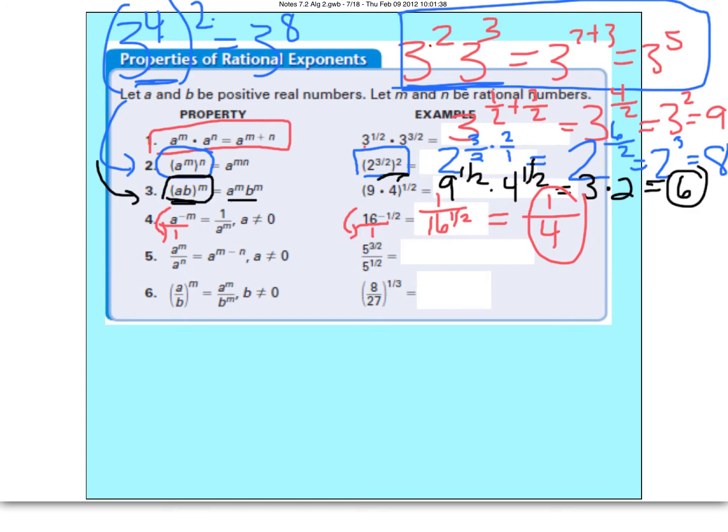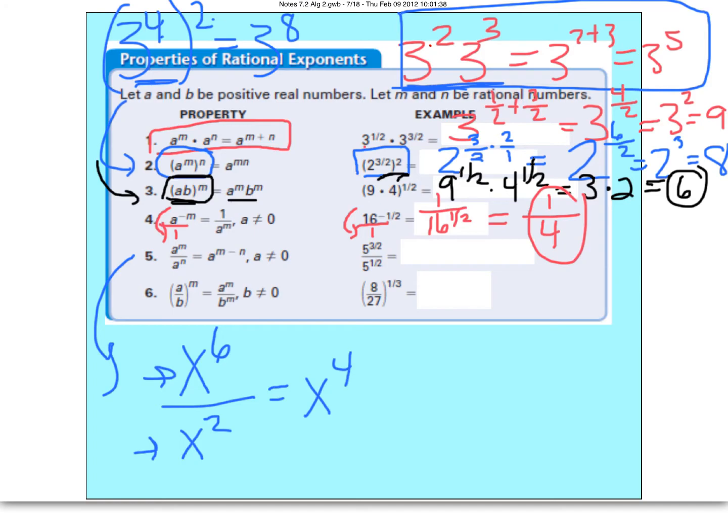Looking at number 5, don't forget what we did in chapter 6. What if we had x to the 6th power over x squared? What did you do when it looked like division? Well, you have 6 x's on the top, 2 on the bottom. You subtract them. 2 will get crossed out, so back then, we did 6 minus 2 was 4. So you subtract the exponents.